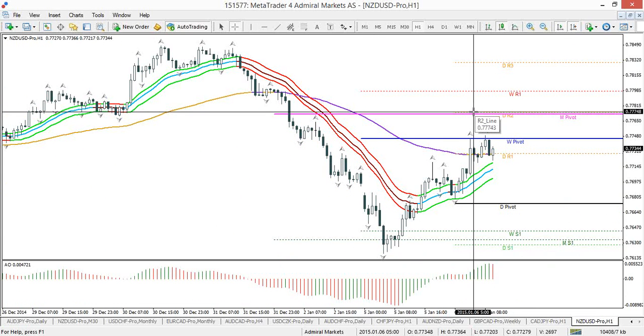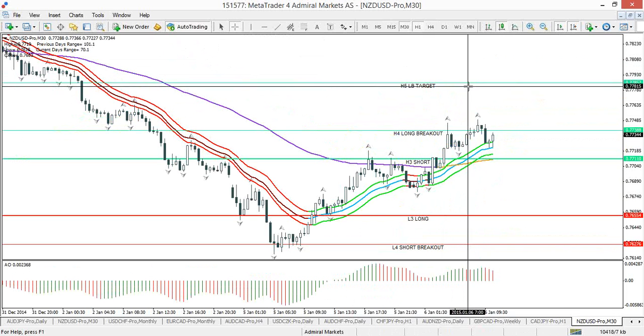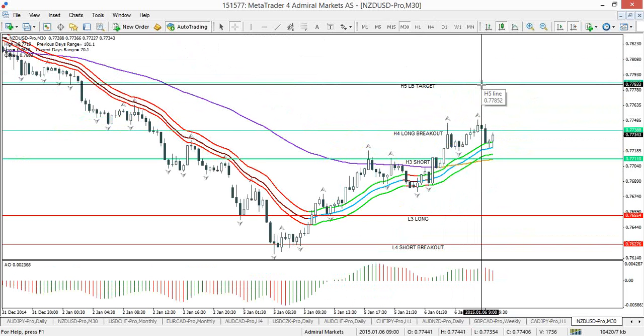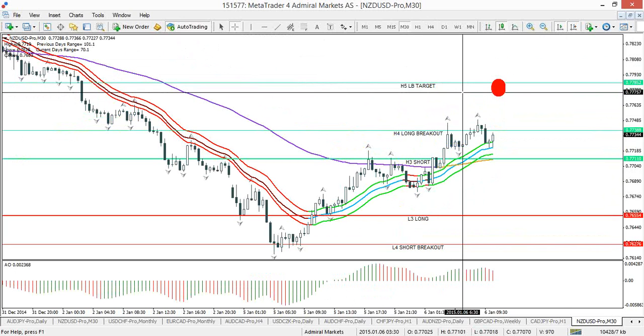Let's see, 77.70 indeed. 77.75 is a monthly and daily R2. So anywhere indeed 77.70 to 77.80. Yeah, seems some extra resistance there, some extra confluence, and H5 as well there. Another good idea, instead of looking for a market or pending order there, would be to wait for price to get there and wait for a turnaround signal.